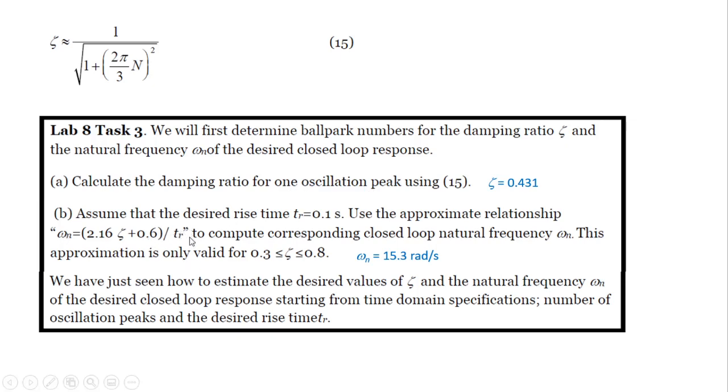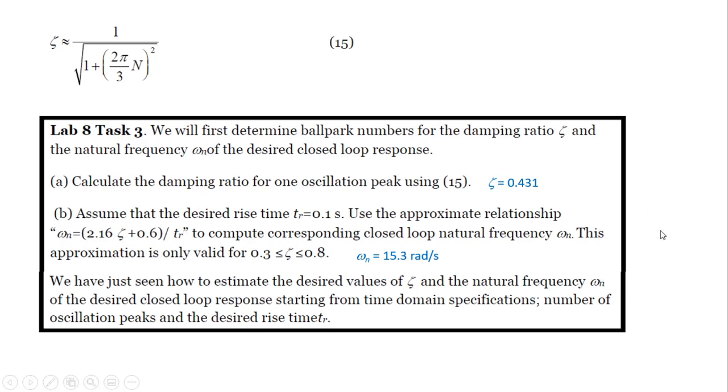I know zeta, so I plugged it in, and I found that my omega natural frequency is about 15.3. I did tell you about this rise time formula. Rise time is not a line, right? It's not proportional to zeta. I think there was a graph that I showed in the lecture. I ran many cases and figured out how rise time and zeta are related, and it's not linear, but this is pretty close. It's really not a bad approximation.